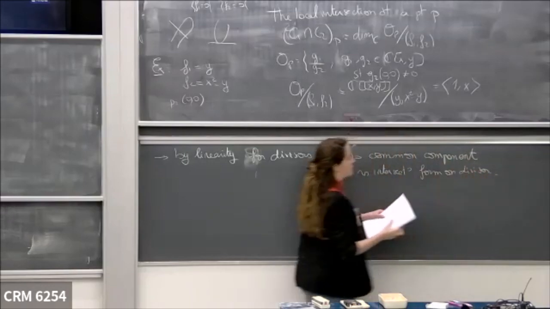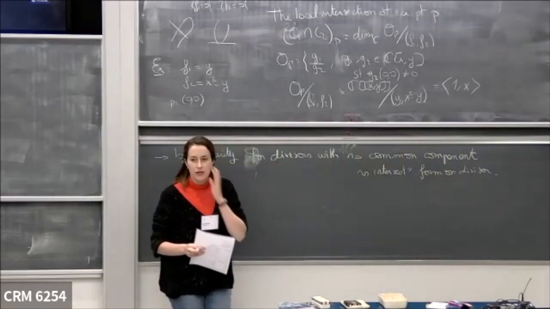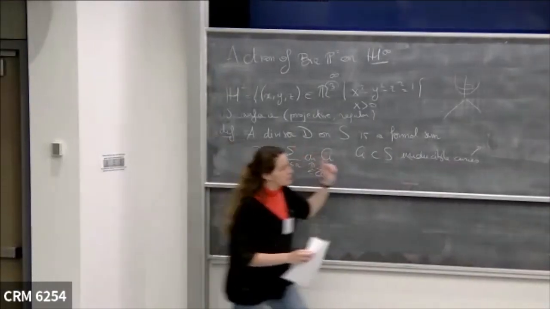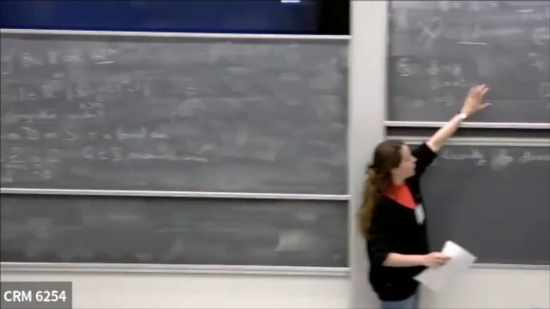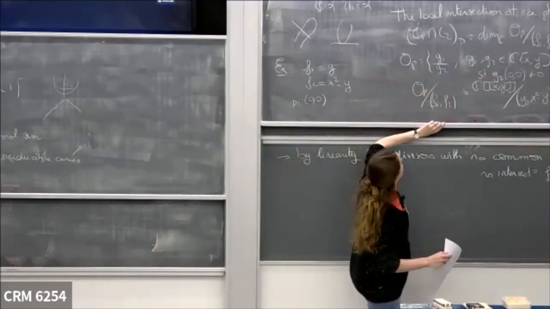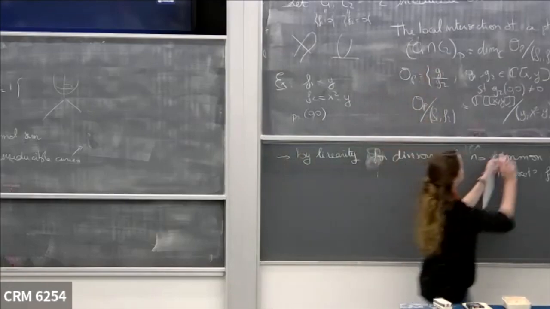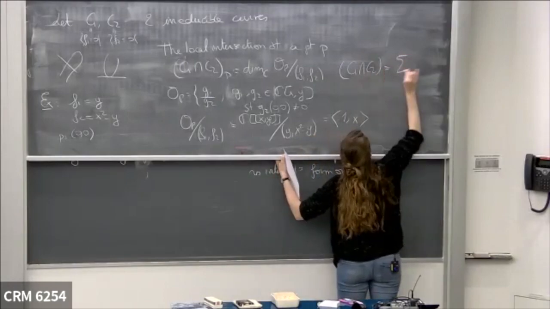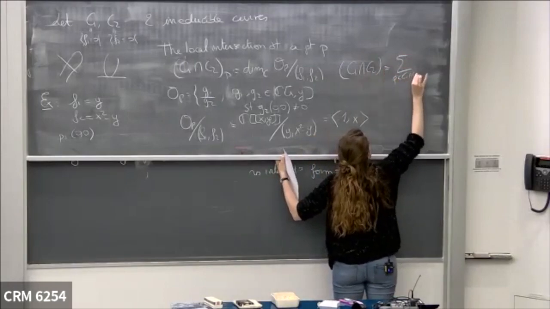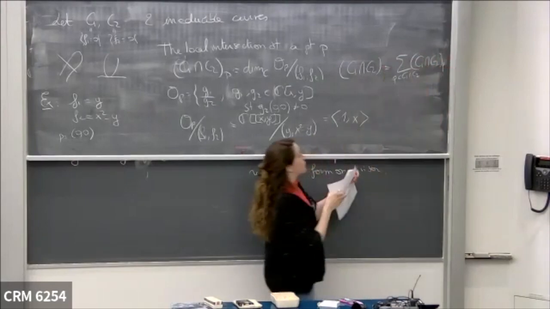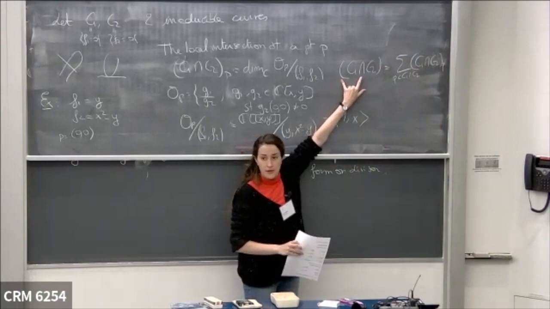But this is not really satisfying. What I meant is that if you have two curves, you look at all the intersection points and you sum. So the intersection of C1 and C2 will be the sum for P belonging to C1 and C2 of this local dimension. So this will be the number of intersections between curves.